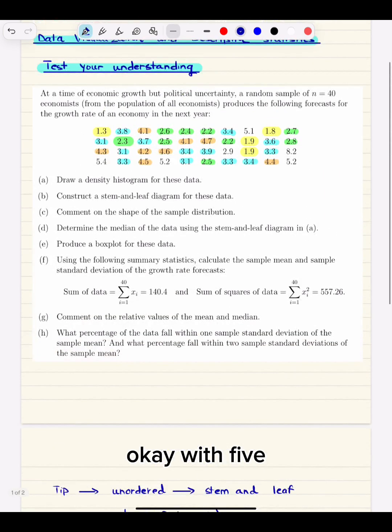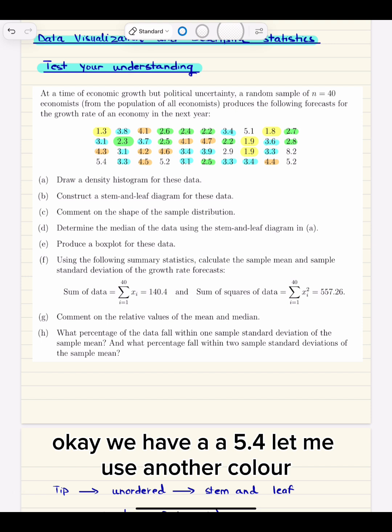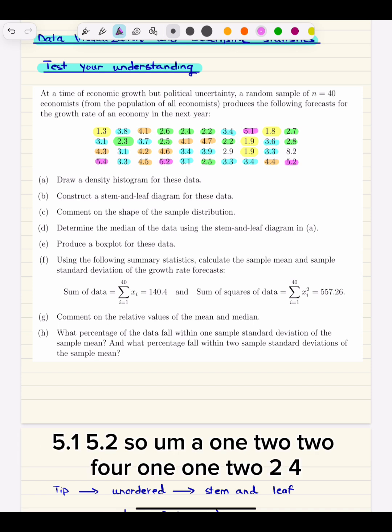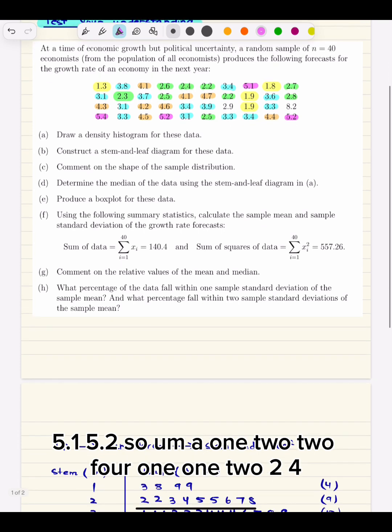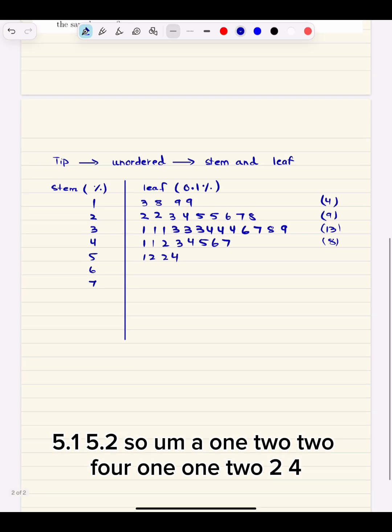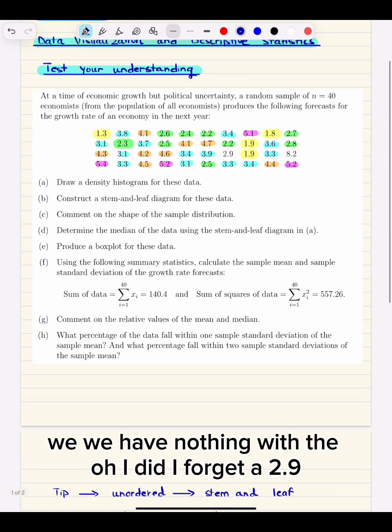Okay, with 5, we have a 5.4. Let me use another color as the highlighter. We have a 5.4, 5.2, 5.1, 5.2. So a 1, 2, 2, 4. 1, 1, 2, 2, 4. We have nothing with the... did I forget a 2.9?